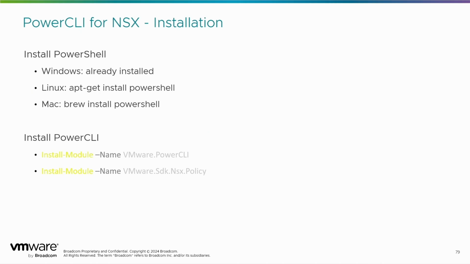So you need to install PowerCLI for NSX, for which you first install PowerShell. For Windows, it is already installed. For Linux, it would be a simple apt-get if you're talking about Ubuntu or such. And then on Mac, you can use Brew. And then you can install PowerCLI using the Install-Module command, and you specify the name being VMware.PowerCLI, and then finally the SDK NSX policy.